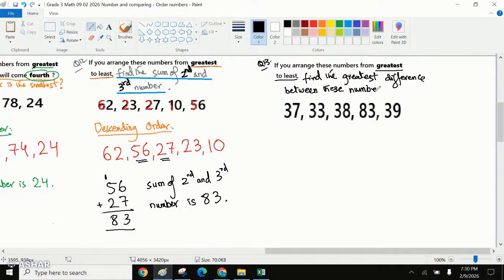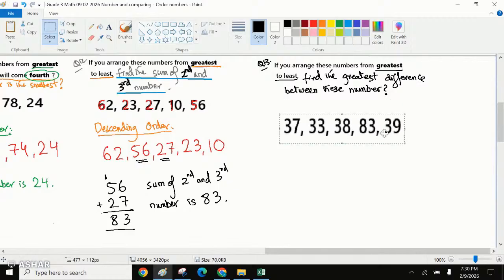Okay, so I have made this question a very generalized question, because I'm not telling you we need to find the difference between which two numbers. I am saying find the greatest difference. So we need to see where is the greatest difference. Agreed? The first thing we need to do is arrange them in ascending, descending order.